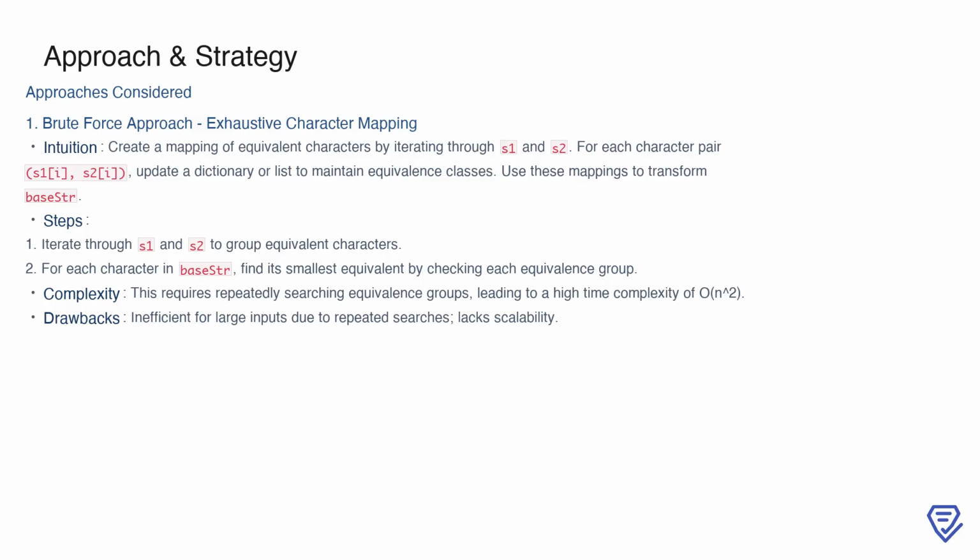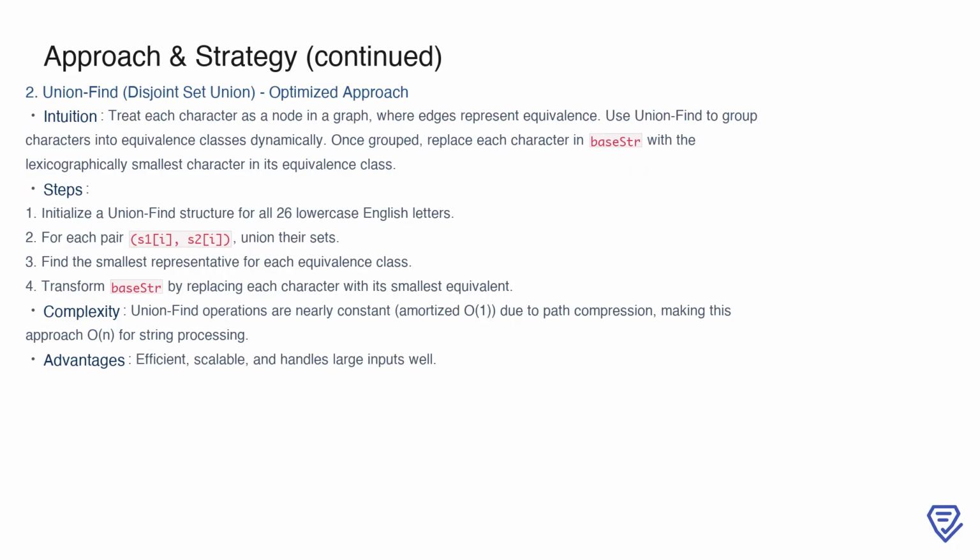Searching through equivalence groups repeatedly is computationally expensive, leading to a high time complexity of O(n squared). This makes the brute force approach inefficient and unsuitable for large inputs, as it lacks scalability. A more efficient solution is to use the union find approach, also known as disjoint set union.